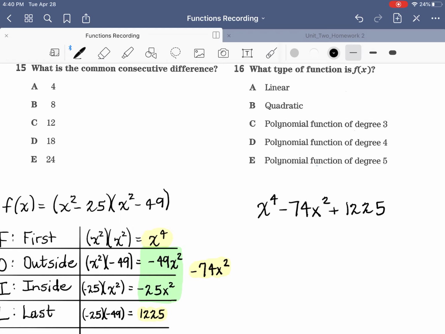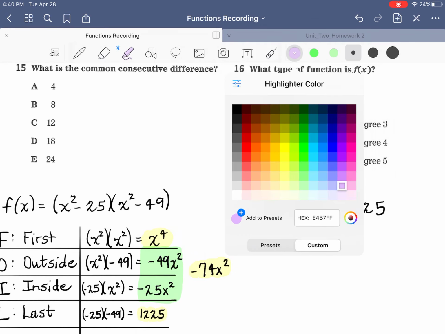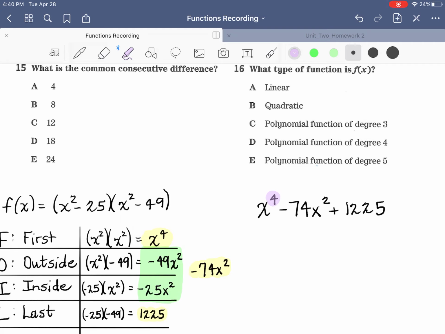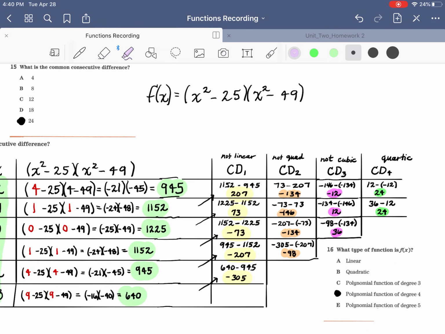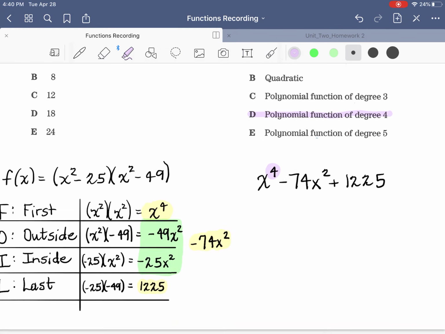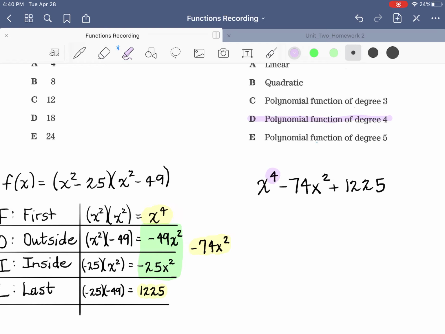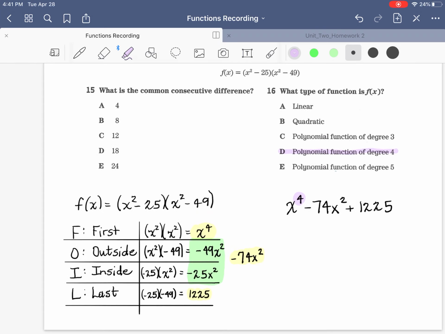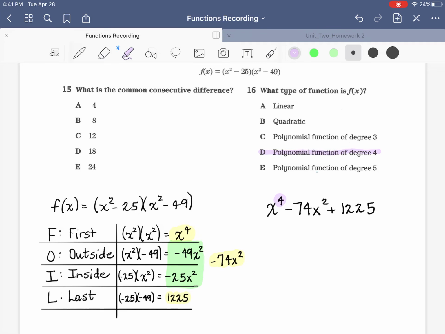And you can easily answer question 16 looking at this, because here is the fourth degree term. This is a polynomial of fourth degree. To evaluate your function, I'm not going to go through that again because that will come out to be these same values that we got earlier, and I just don't have the will to do that. But this is at least an example of how you would FOIL that problem.